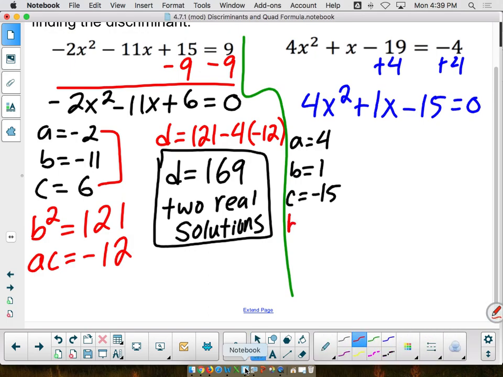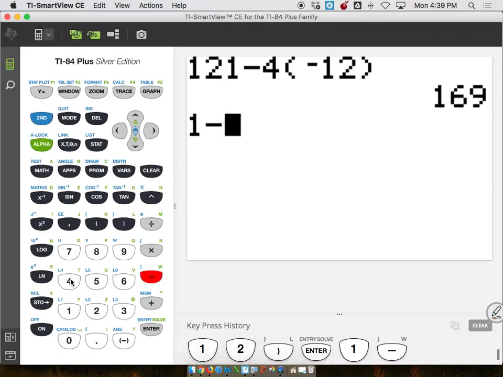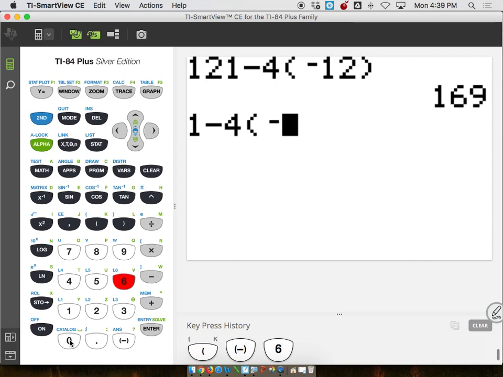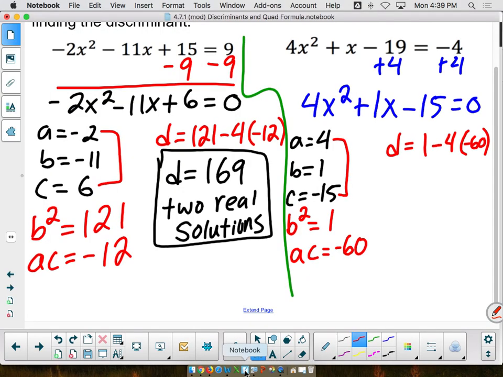If I take b and square it, that gives me 1 still. If I do a times c, that is negative 60. So to find the discriminant, I would do b squared, which is just 1, minus 4 times ac, which is negative 60. We're going to type that in the calculator. 1 minus 4 times negative 60, I get 241. So that means the discriminant is 241.